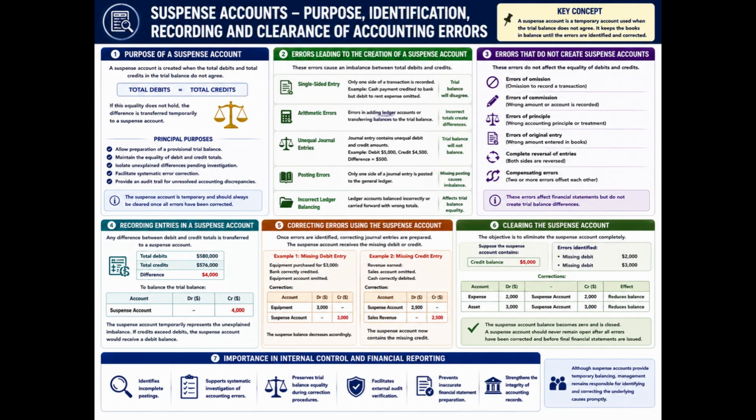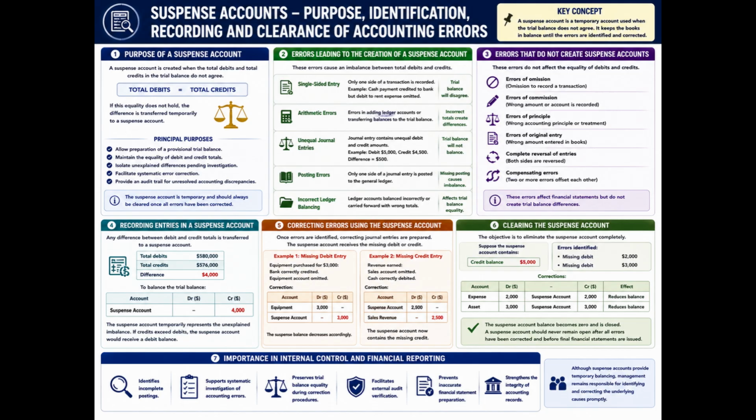Arithmetic errors. Errors may occur when adding ledger accounts or transferring balances into the trial balance. Incorrect totals immediately create trial balance differences. Unequal journal entries. A journal entry may contain unequal debit and credit amounts. Example: debit equals $5,000. Credit equals $4,500. Difference equals $500. The trial balance will not balance.